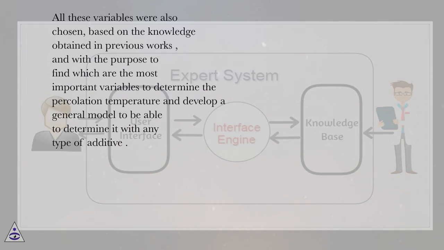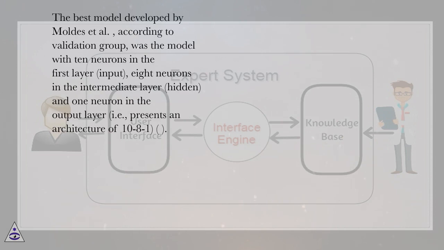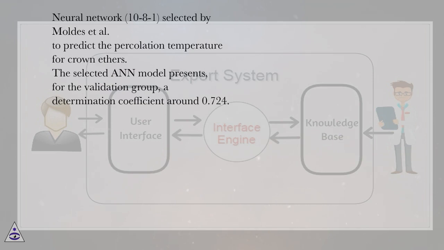As stated above, the trial and error method was used to determine the best artificial neural network. The best model developed by Moulds et al., according to the validation group, was the model with 10 neurons in the first layer, input, 8 neurons in the intermediate layer, hidden, and 1 neuron in the output layer, i.e., it presents an architecture of 10-8-1. Neural network 10-8-1 was selected by Moulds et al. to predict the percolation temperature for crown ethers.